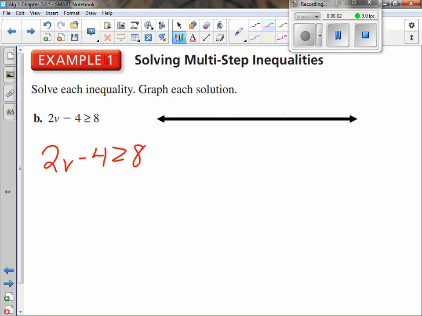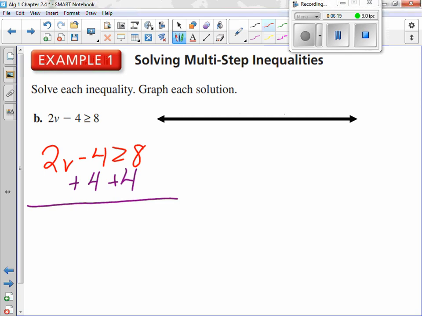We need to add 4 to both sides because we need to get v by itself, and the easiest way to do that first is by moving anything that's being added or subtracted from it. Anything added or subtracted from the term with the variable. So 2v would be our term with the variable, and if we add 4 to both sides, well, negative 4 plus 4, they cancel out, and I'm left with 2v is greater than or equal to 12.